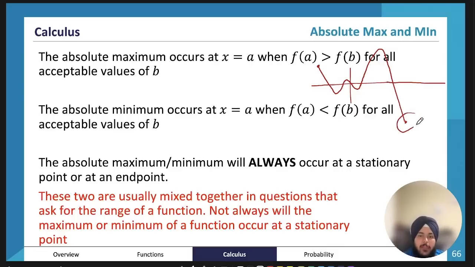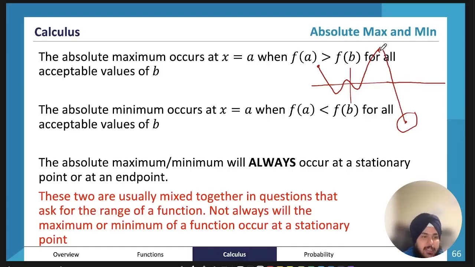So this point over here is the lowest. So this would be the absolute minima. And this value actually here is higher than the endpoint. So therefore that would actually be the absolute maximum. And that is also a local maximum as well. So a local maximum can also be an absolute maximum, it just depends on the graph.